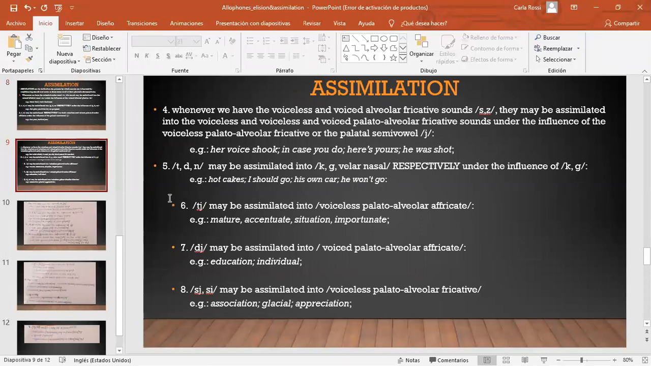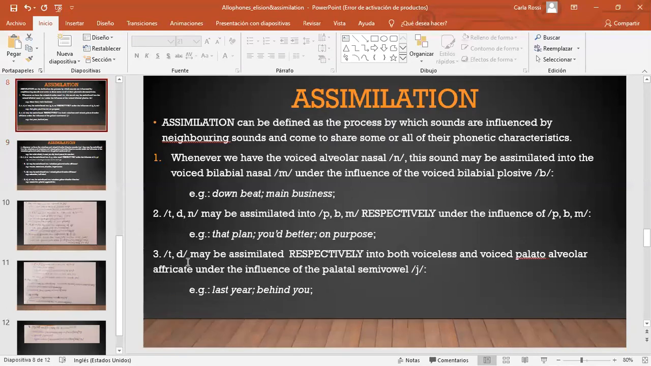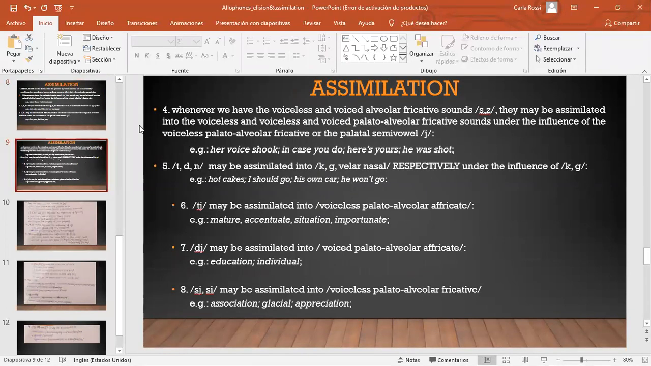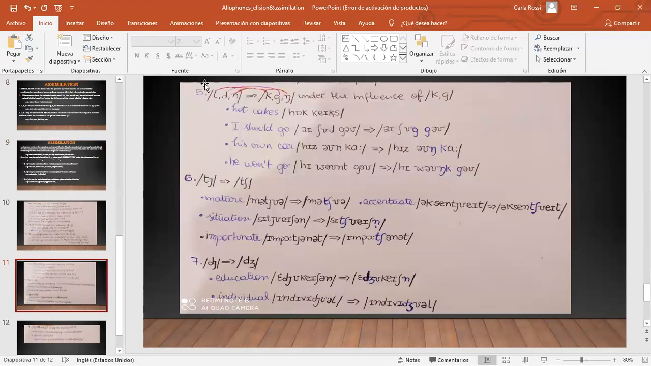I go back to this. So the same as with pattern number 3 and 2. Which one was it? Number 3? Yeah, no, 5. Respectively. So let's go straight to the examples. Voiceless into voiceless. Voiced into voiced. Okay?